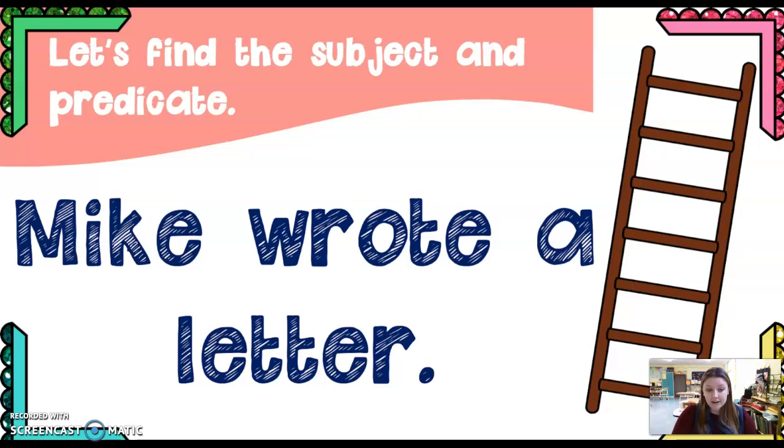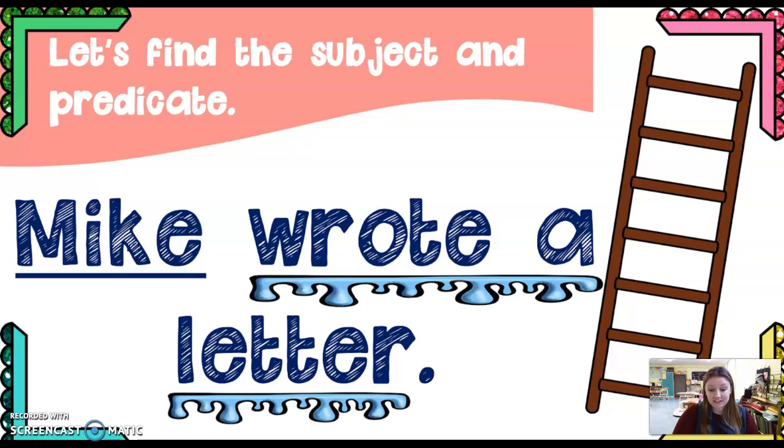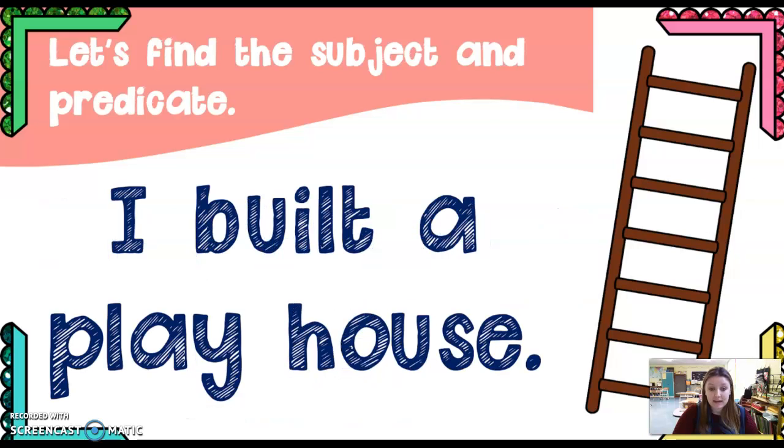Mike wrote a letter. Who or what is the sentence about? It's about Mike. So Mike is my subject. What did Mike do in my sentence? He wrote a letter. Very good. So Mike is my subject with one underline, and wrote a letter gets the squiggly underline because that is my predicate. I built a playhouse.